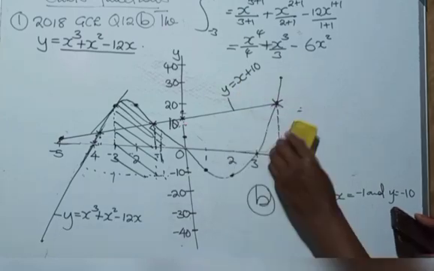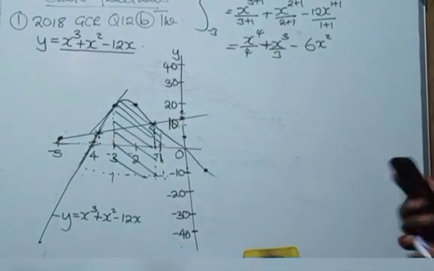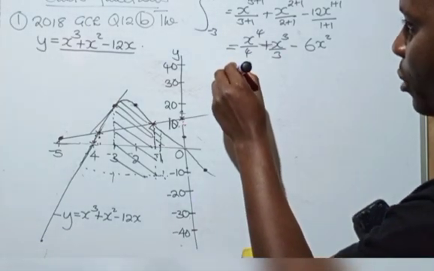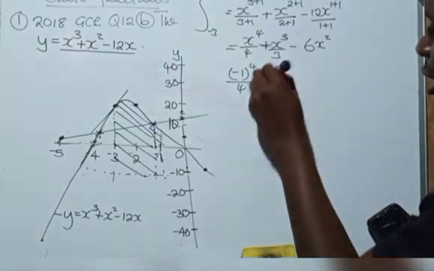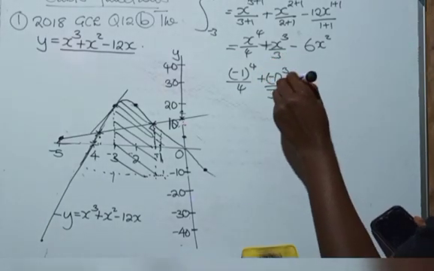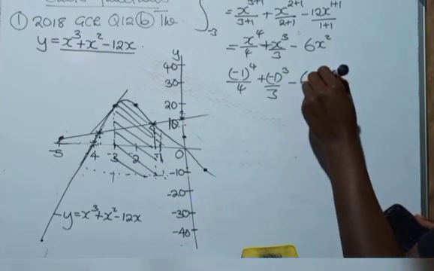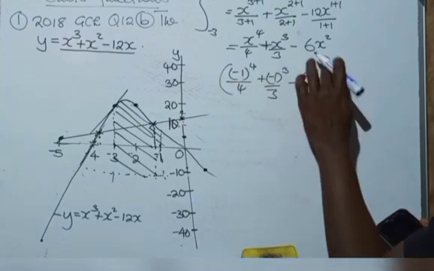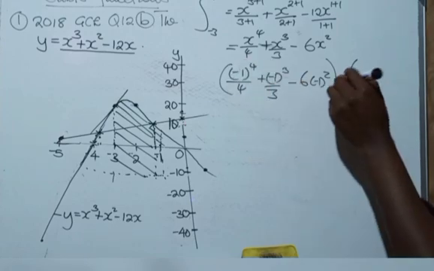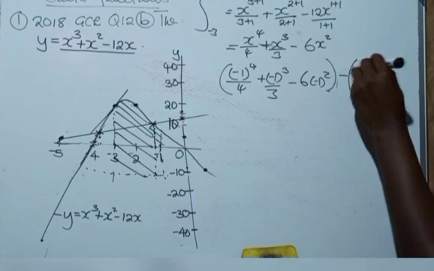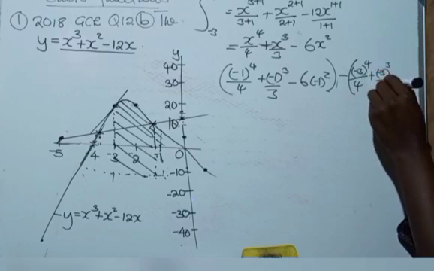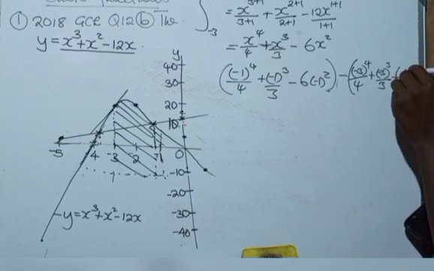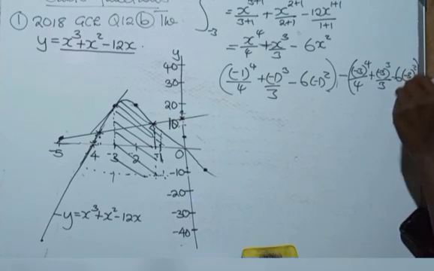So we will have -1 to the power 4 over 4, plus (-1) cubed over 3, minus 6 times (-1) squared, then minus the same thing with -3: -3 to the power 4 over 4, plus (-3) cubed over 3, then minus 6 times (-3) squared. Then we close.